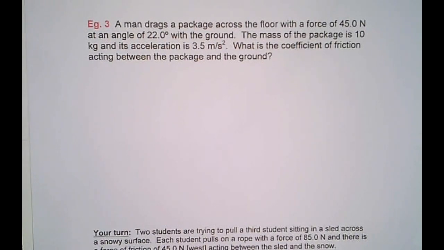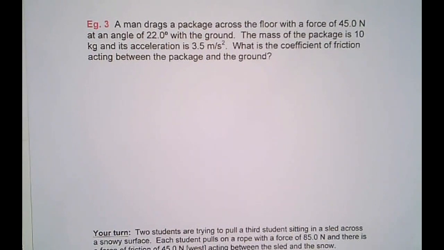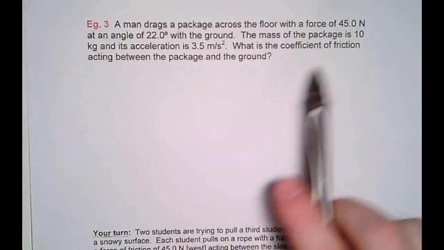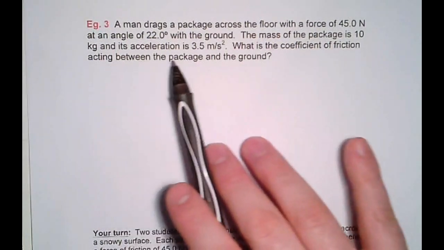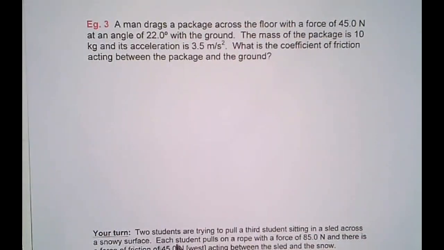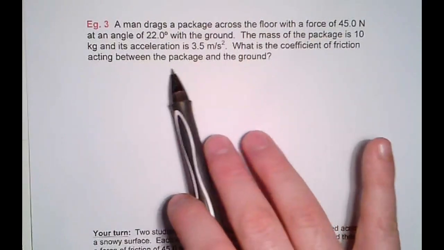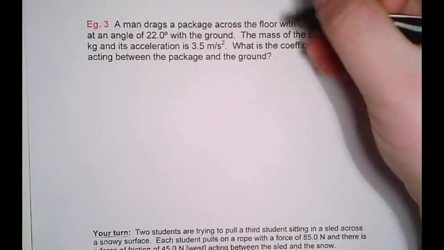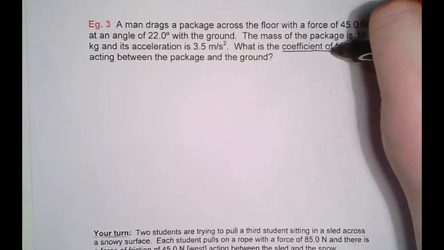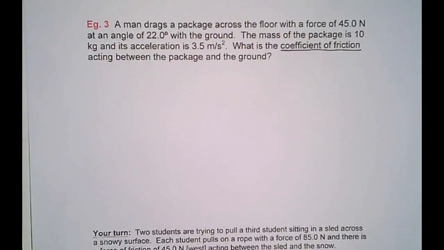All right, in the last example on this topic, we are given a man who drags a package across the floor with a force of 45 newtons at an angle of 22 degrees with the ground. The mass of the package is 10 kilograms and its acceleration is 3.5 meters per second squared. What is the coefficient of friction acting between the package and the ground? So the last thing we're going to want to find is the coefficient of friction.